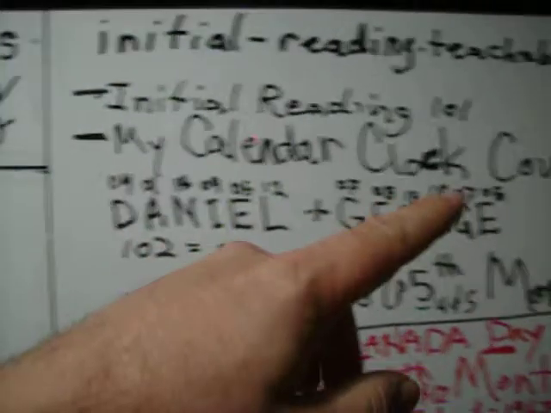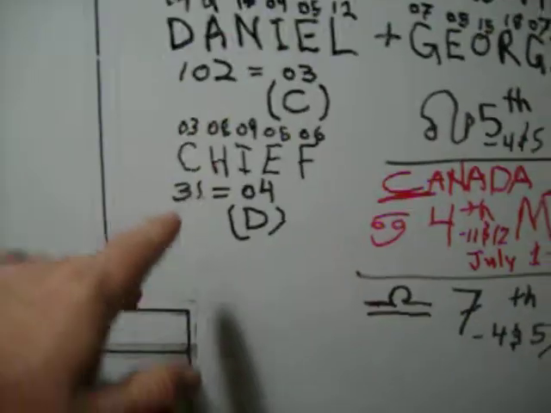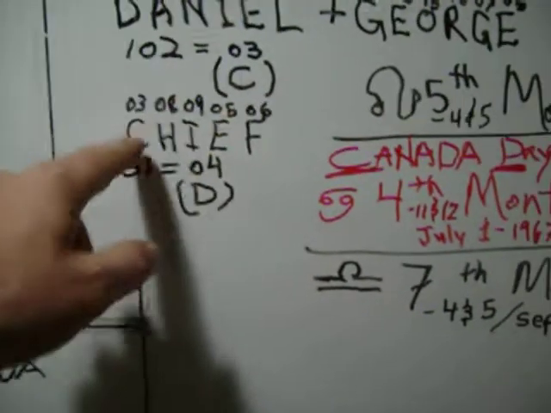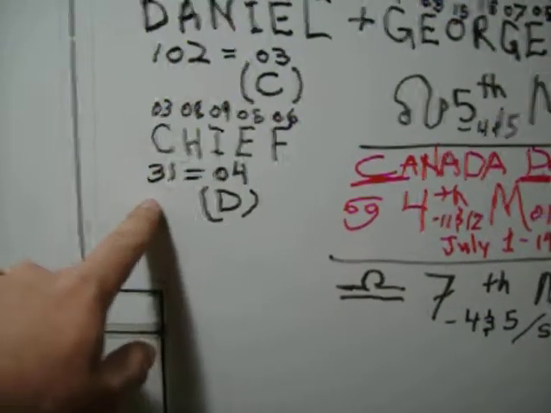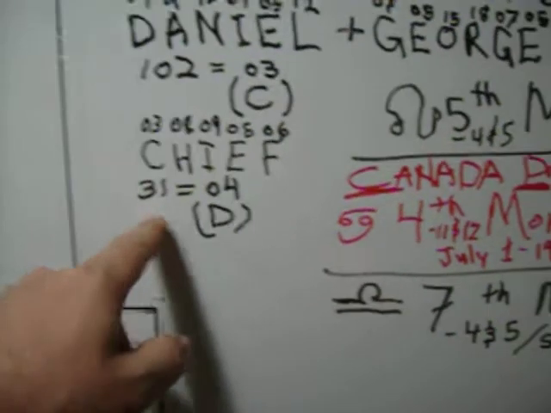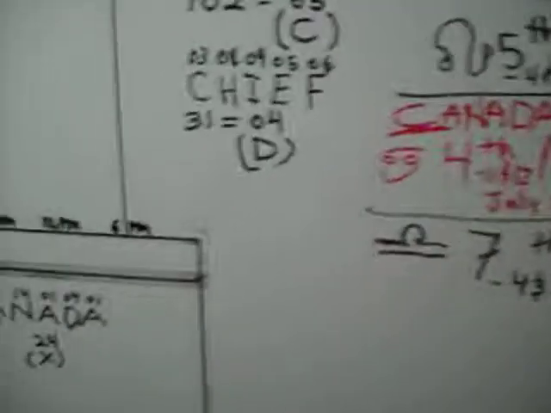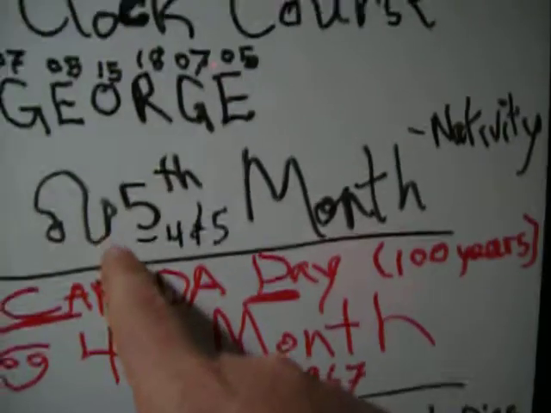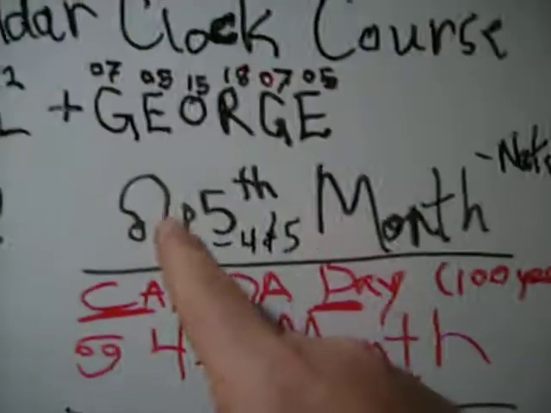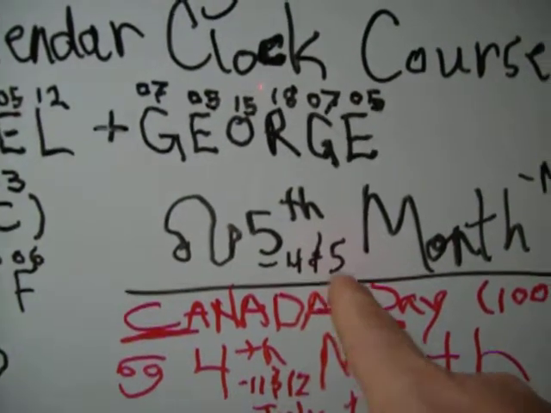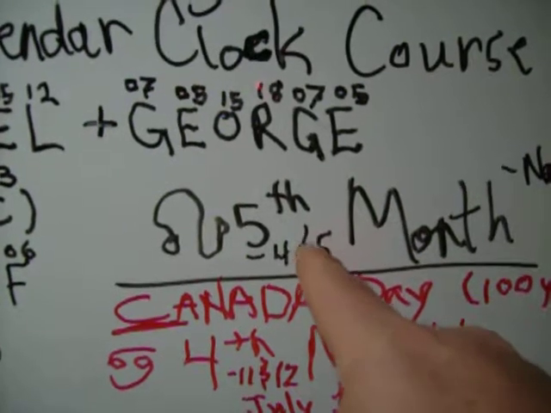Okay, that's Daniel George. And down here, you see the word Chief. If I add up each of the letters, the simple gematria value is 31. 3 plus 1 is 4. That's a D bracketed. Now, Chief Daniel George was born on my calendar in the 5th month, the sign of the lion, on the 4th and 5th day of the month.